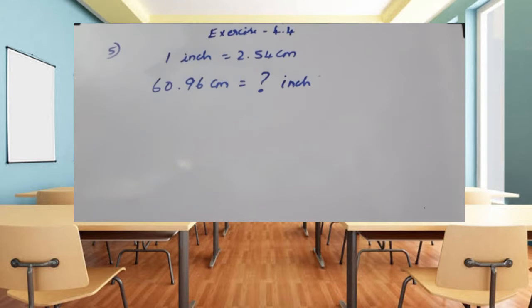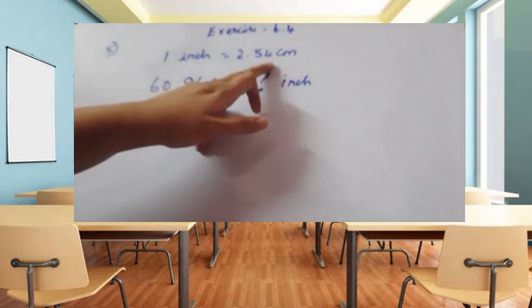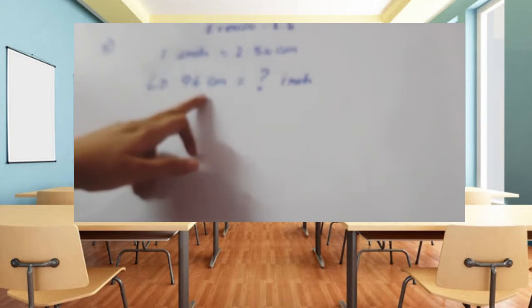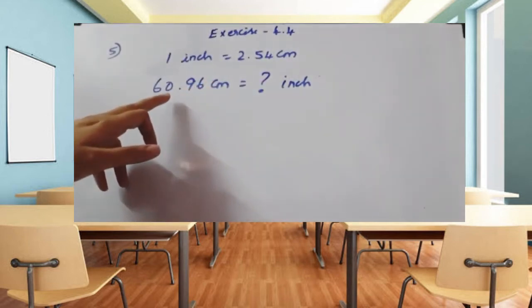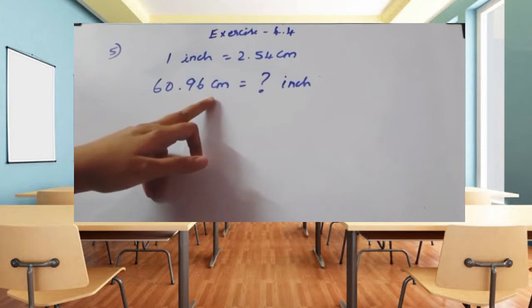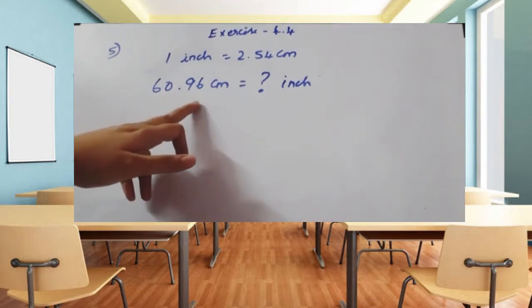The fifth sum is: if 1 inch is equal to 2.54 centimeter, then how many inches will make 60.96 centimeter? They have given the value of 1 inch, which is 2.54. We need to calculate for 60.96 centimeter. Since we don't know how many inches 60.96 makes, we can consider it as x.